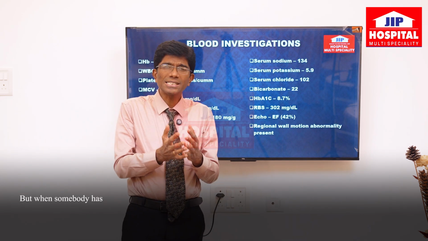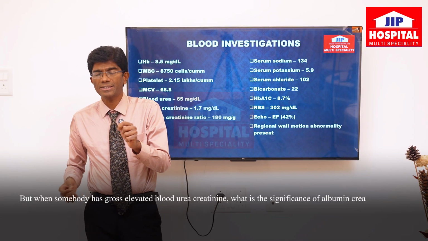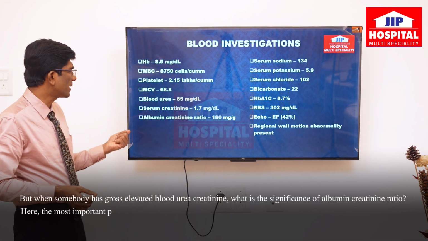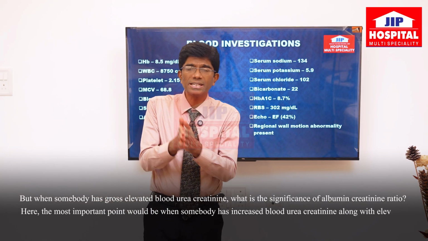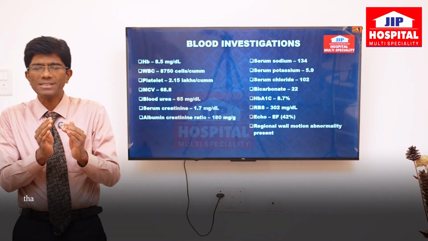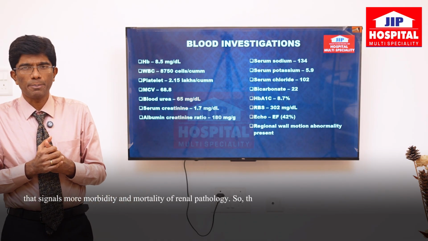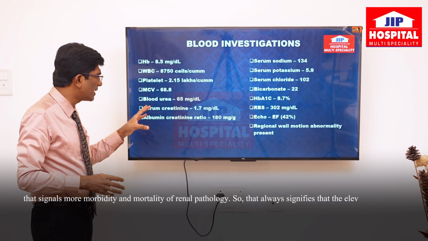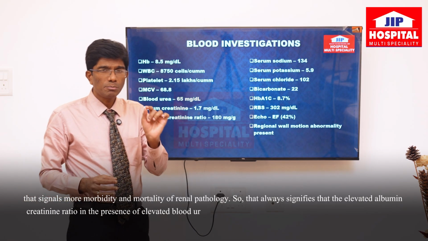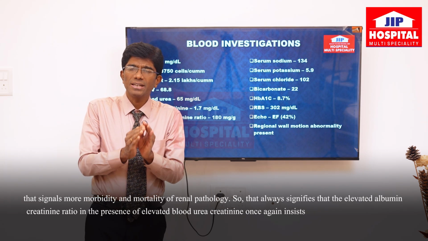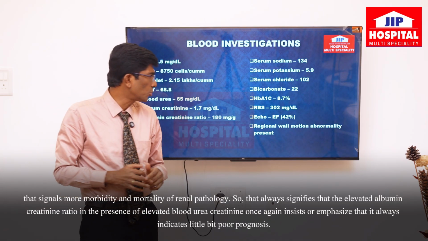But when somebody has grossly elevated blood urea creatinine, what is the significance of albumin creatinine ratio? Here the most important point is, when somebody has increased blood urea creatinine along with an elevated albumin creatinine ratio, that signals more morbidity and mortality of renal pathology. So an elevated albumin creatinine ratio in the presence of elevated blood urea creatinine once again emphasizes that it always indicates a somewhat poor prognosis.